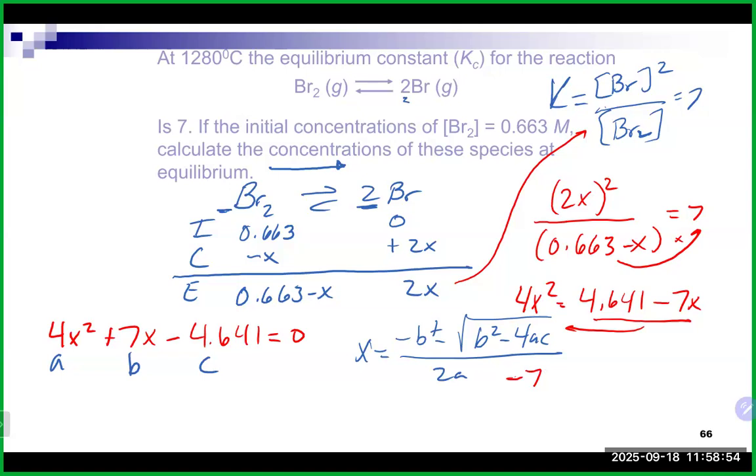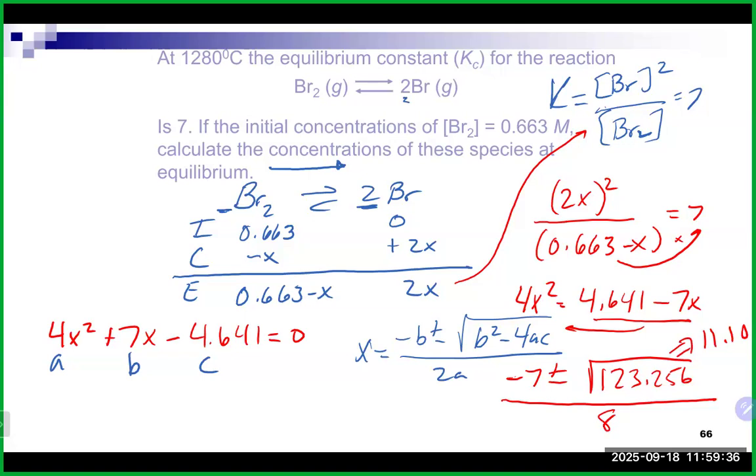Minus 7 plus or minus the square root. If we do everything inside the square root, which is, in this case, 7 squared minus 4 times a, which is 4, times c, which is negative 4.641, that should give you inside the square root, before you take the square root, 123.256. You then can square root it, and I'll get you something like 11.10, all divided by 2 times A, which should be 8.